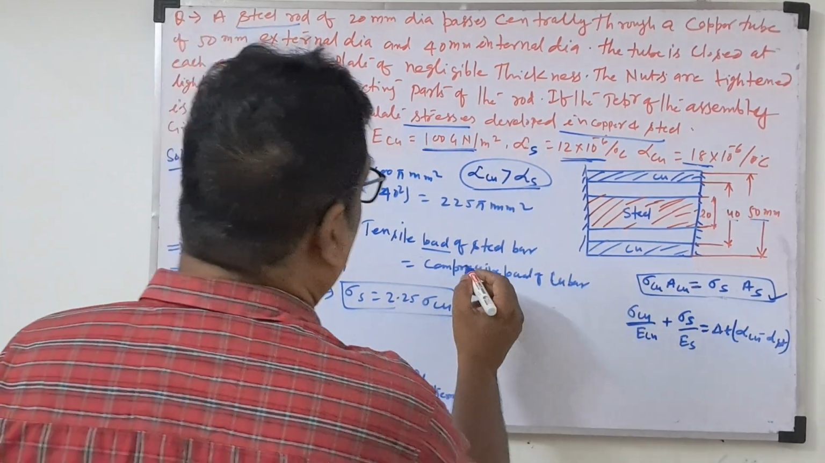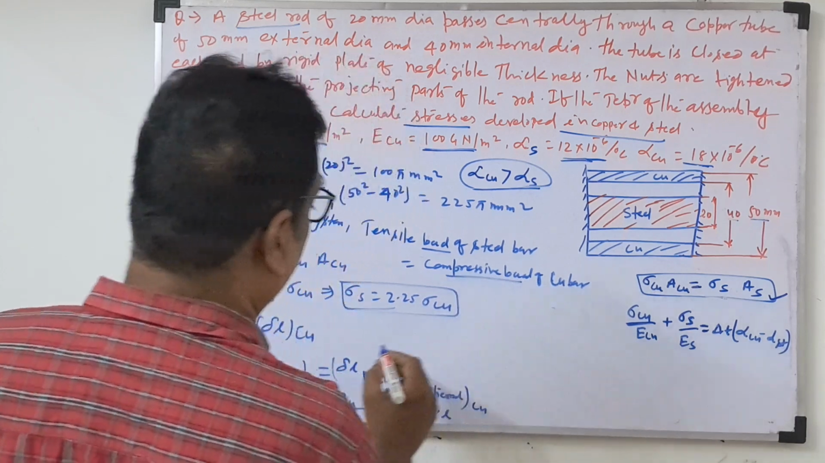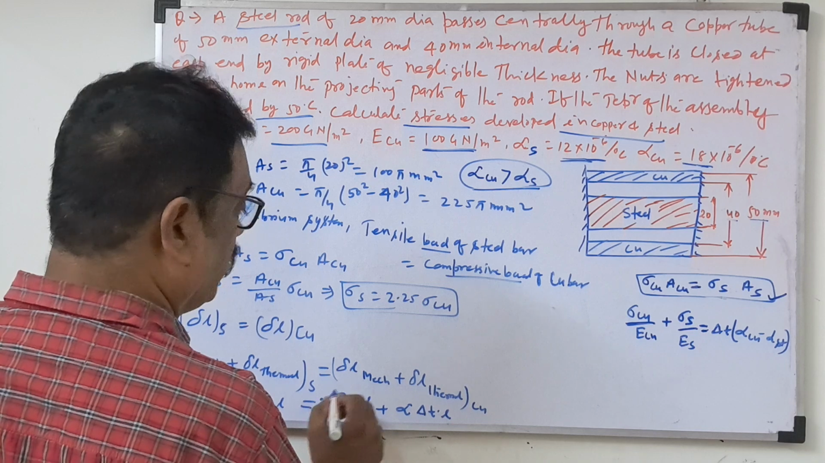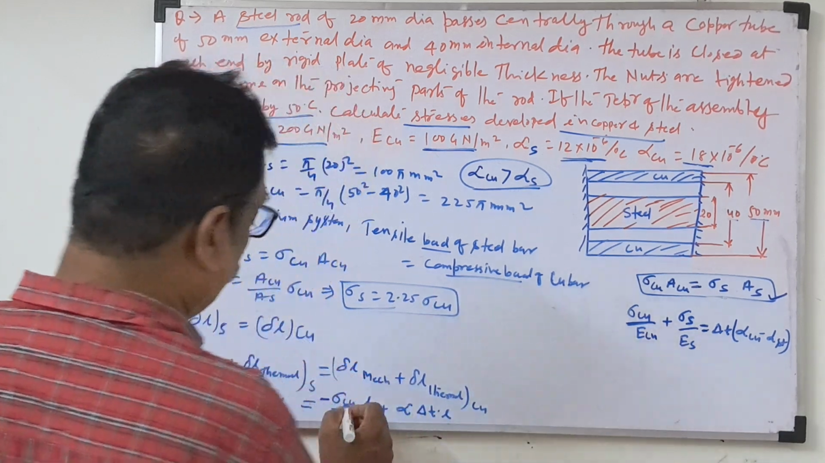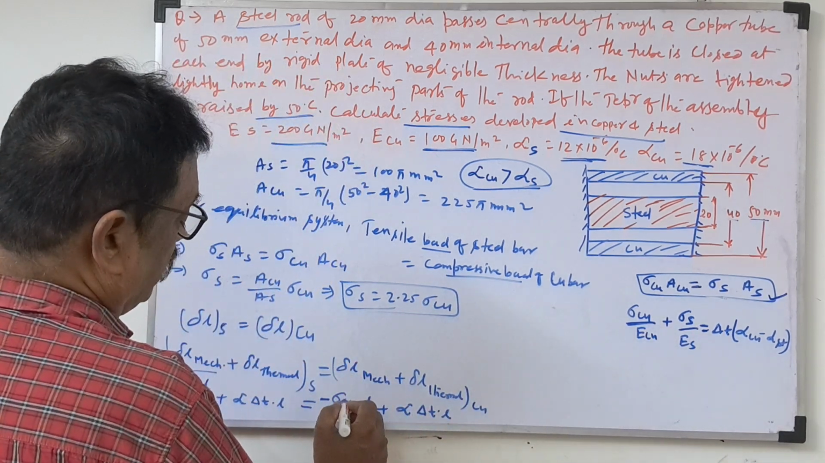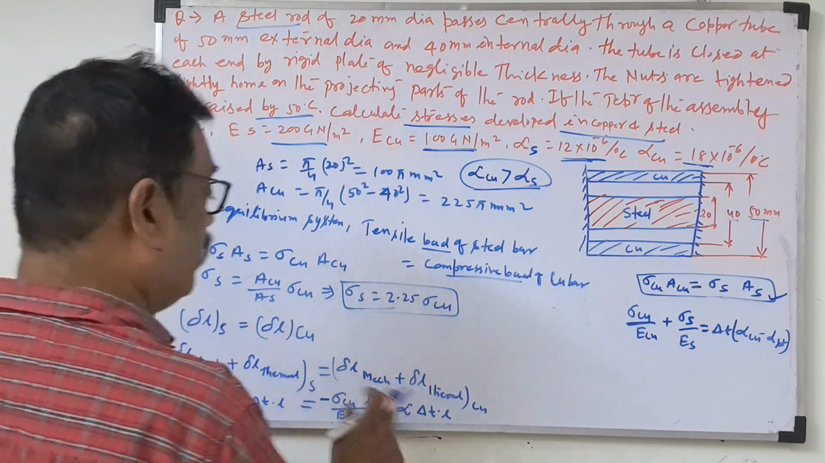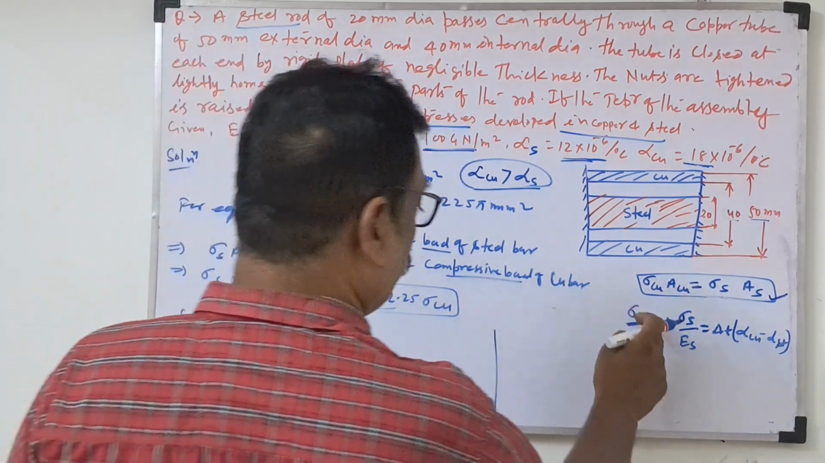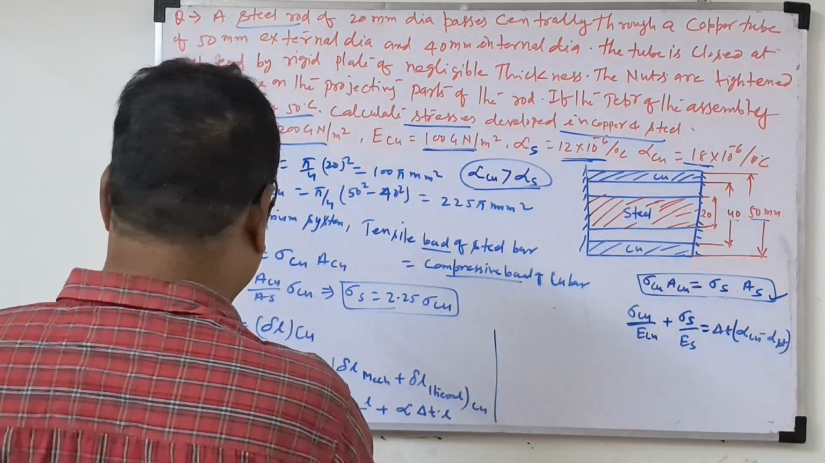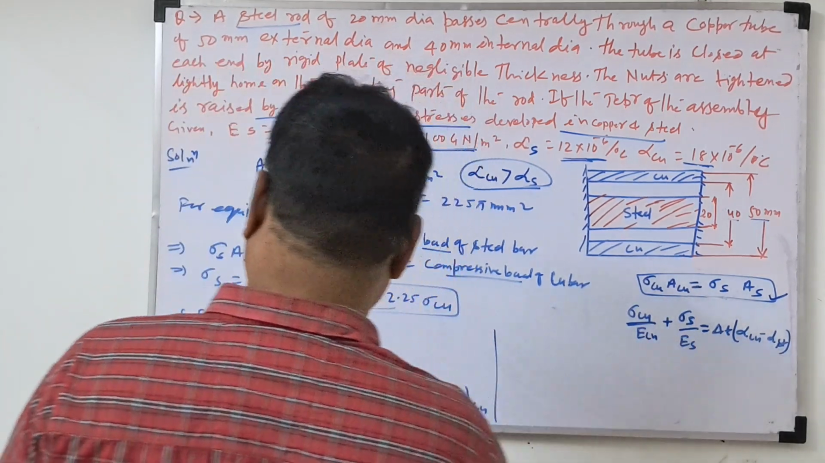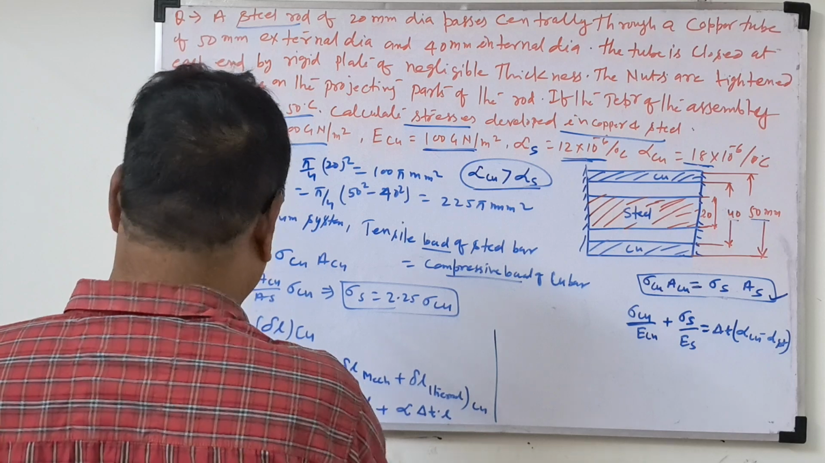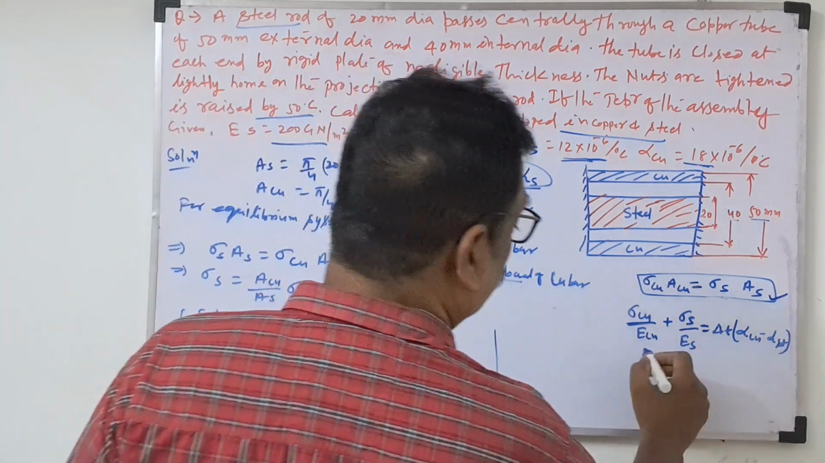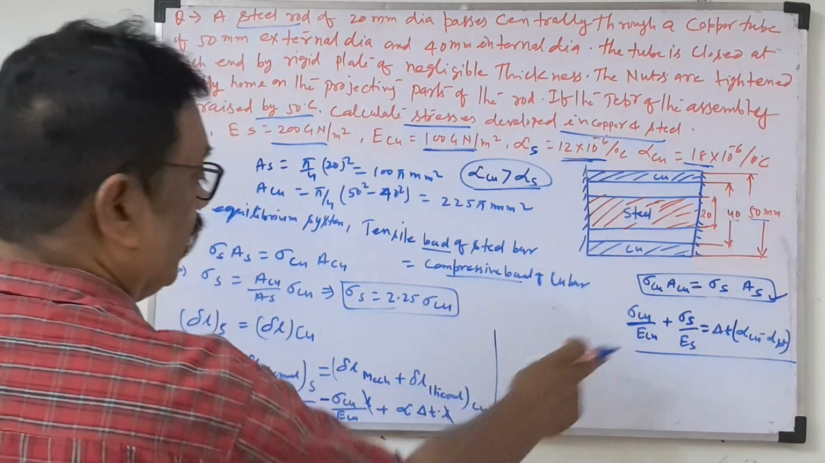This copper has compressive stress, no? Copper has compressive, so load will be negative here. Load will be negative, so load by area, stress, will be negative. Now if we take this side, what I wrote, sigma Cu by E Cu. L will get cancelled on both sides. If we solve, this is the formula that will come.